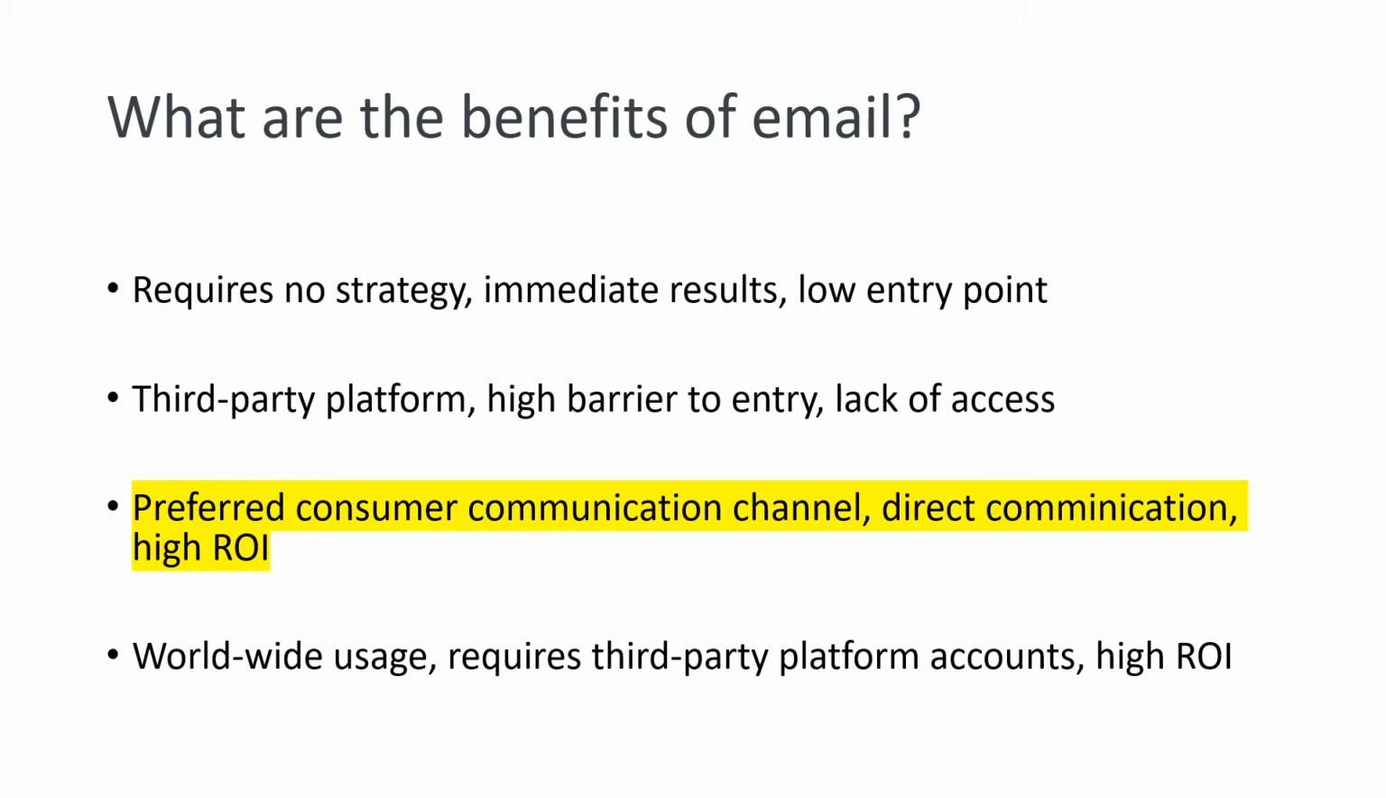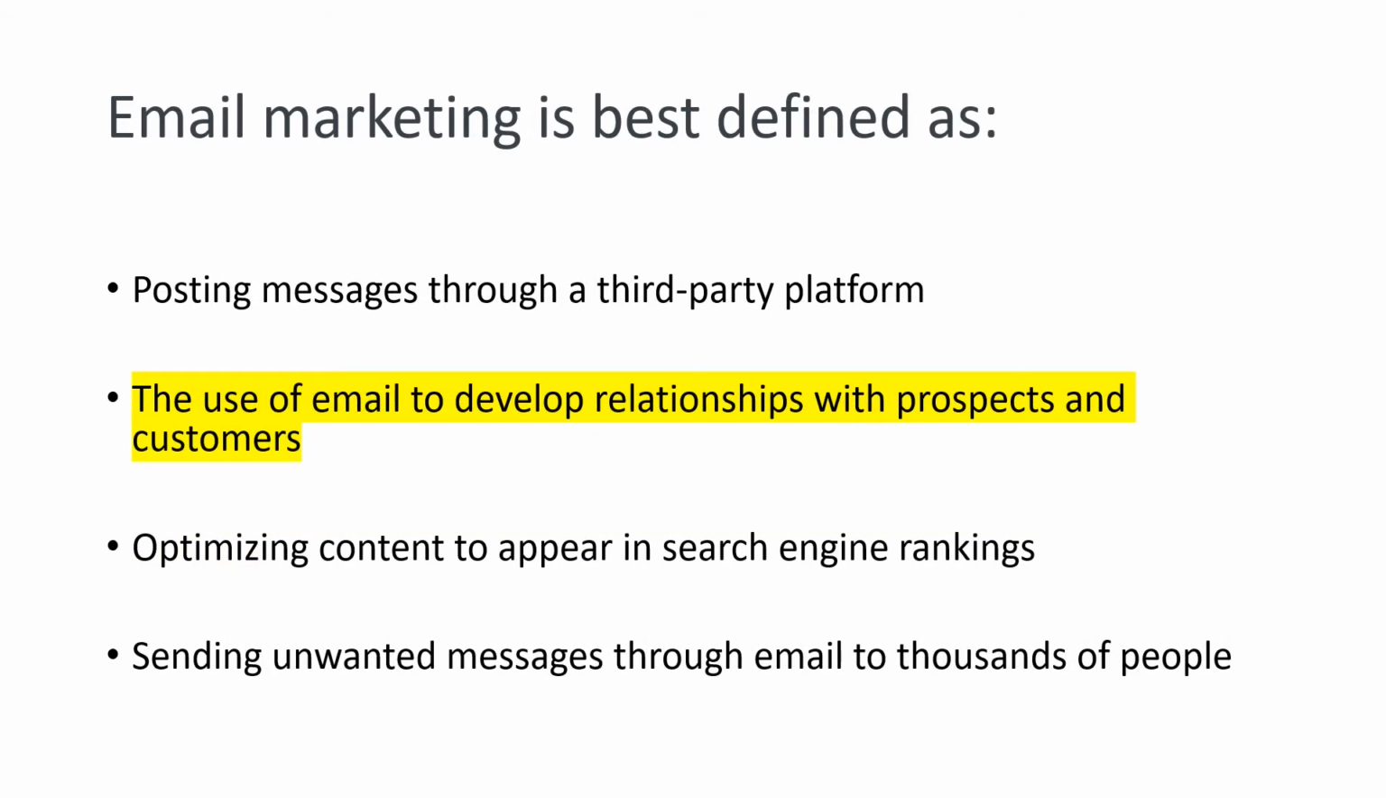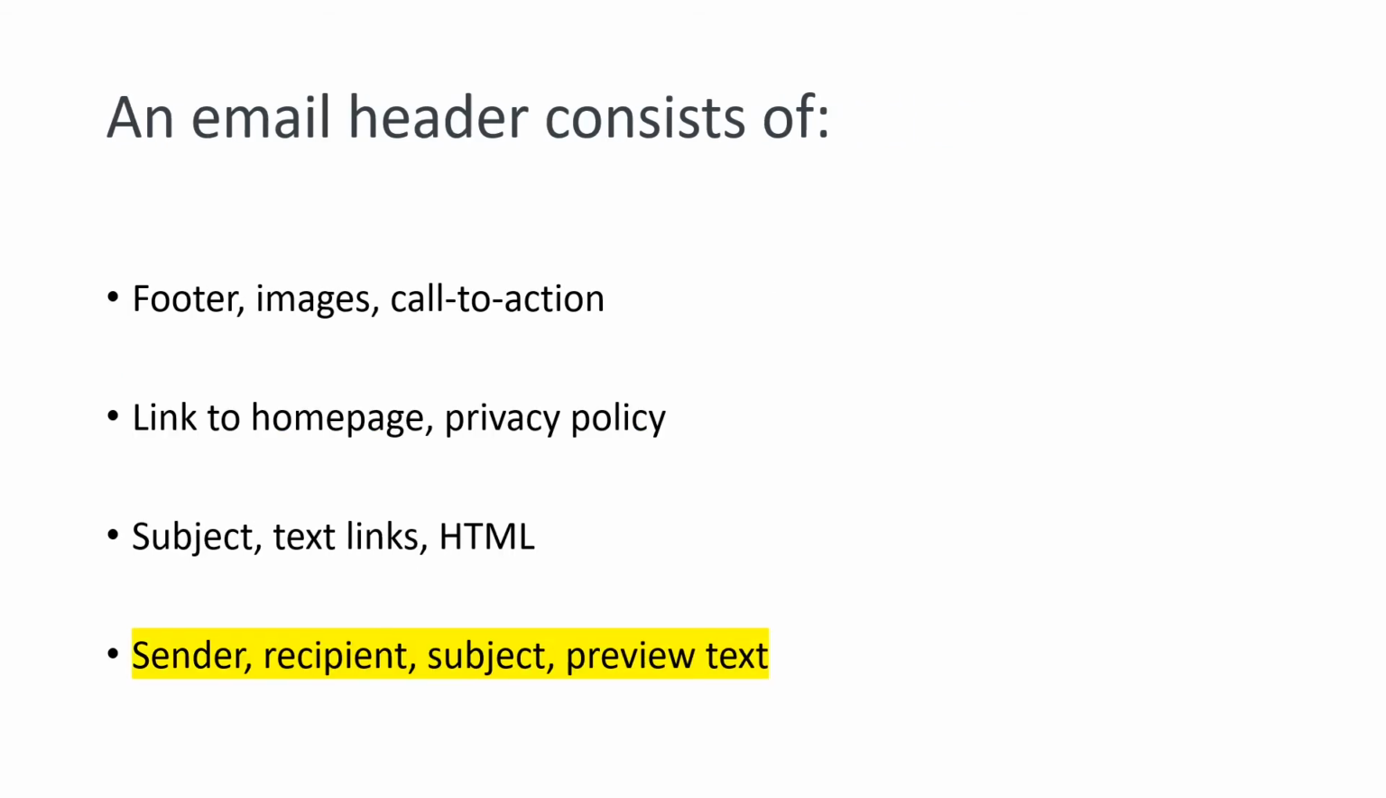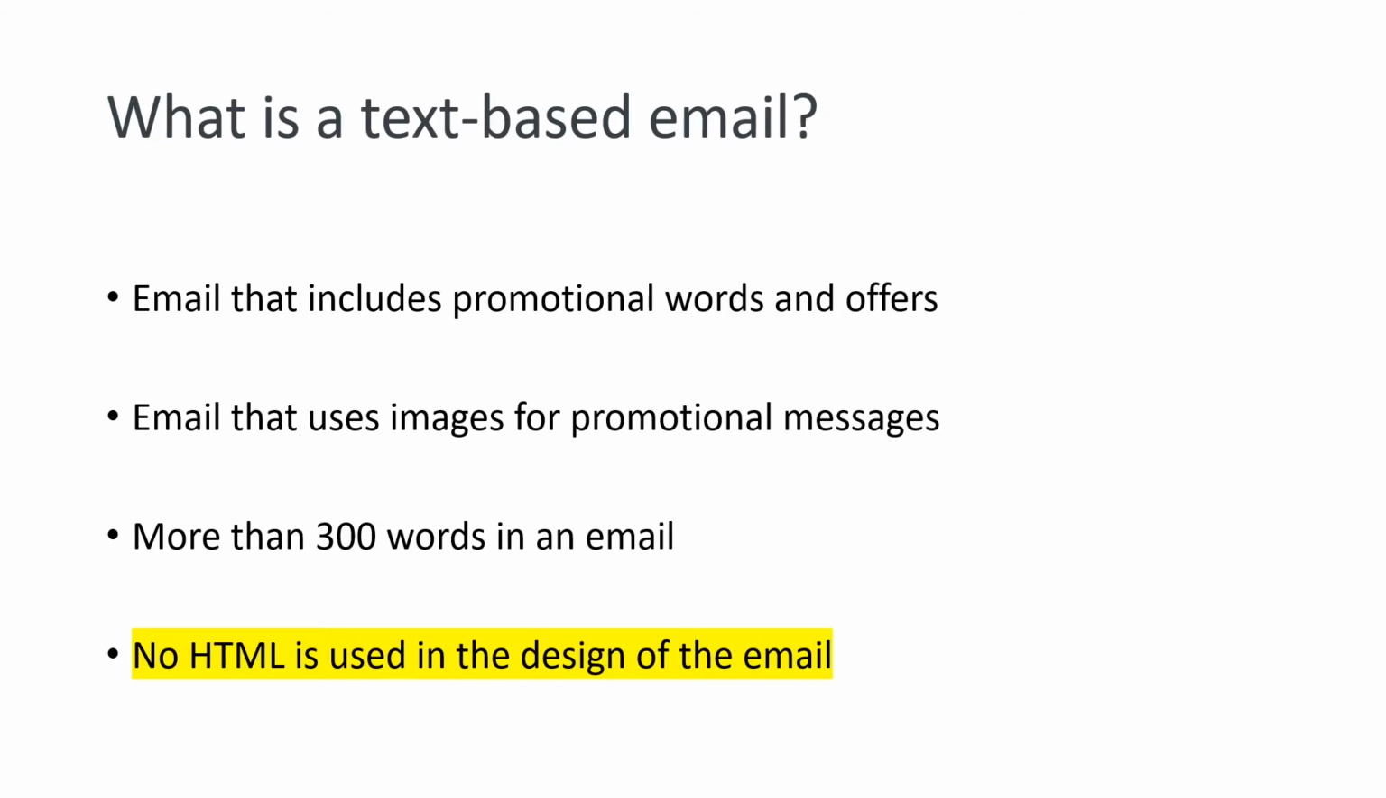177. What are the benefits of email? Preferred consumer communication channel, direct communication, high ROI. 178. Email marketing is best defined as the use of email to develop relationships with prospects and customers. 179. An email header consists of sender, recipient, subject, preview text. 180. What is a text-based email? No HTML is used in the design of the email.